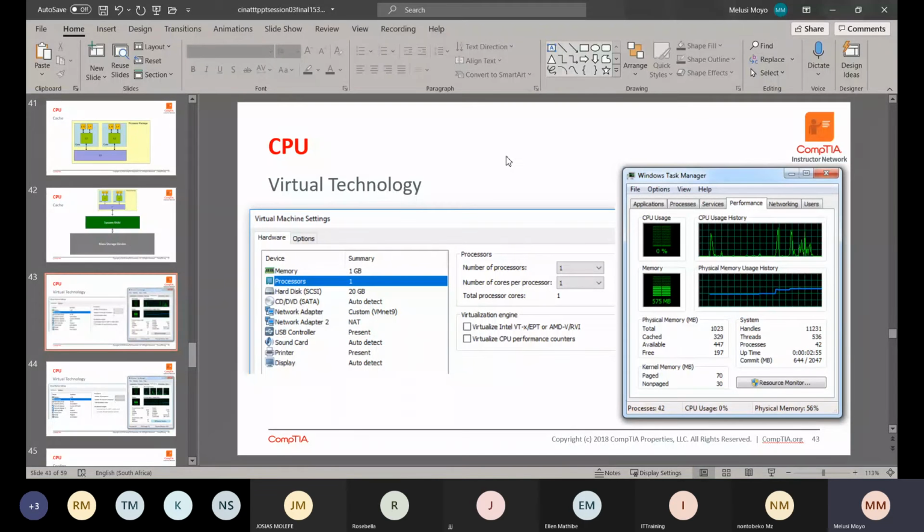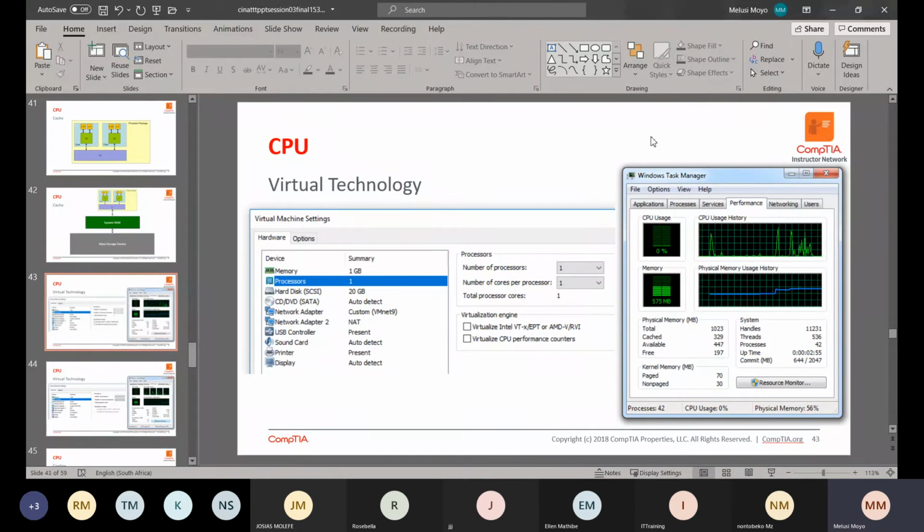Okay, virtualization technology. This is the part whereby we know it supports virtual machines like VMware. If virtualization technology is activated on your CPU, you can, okay, let me start from here. By default, how many operating systems can your machine run at a time? One at a time. Only one operating system can run at a time, right?